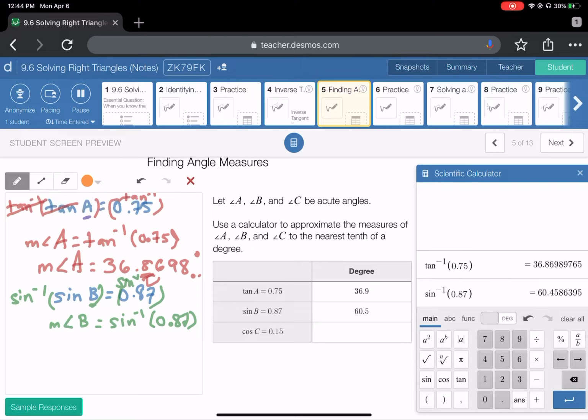And then the last one we're doing is the cosine of angle C is equal to 0.15. So for this one, we want to do the cosine inverse. So cos to the power of -1, that's read as cosine inverse. And we're going to do that to both sides. So the measure of angle C is going to be equal to cosine inverse of 0.15.